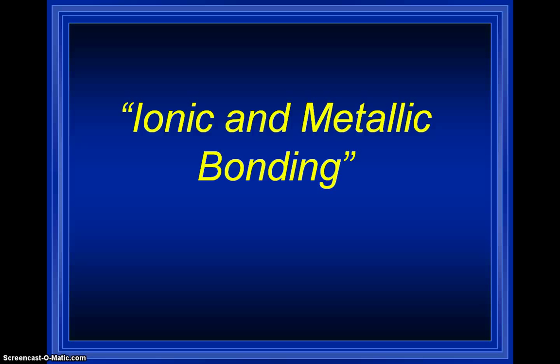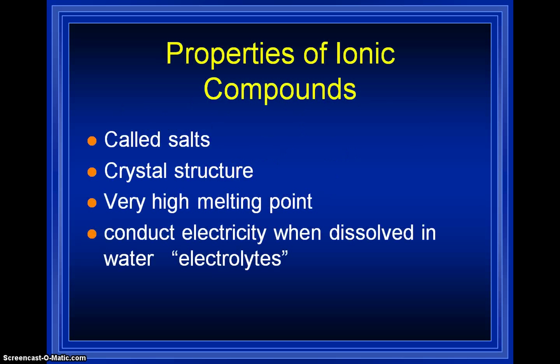In this video, we are going to review the properties of ionic compounds and then talk about metallic bonds. So ionic compounds, remember, an ionic compound is between a metal and a nonmetal, and when they come together, we call them salts. They have a very strong crystal structure and an extremely high melting point, and they can conduct electricity when they have either melted or when they have dissolved in water, and then we call them an electrolyte.